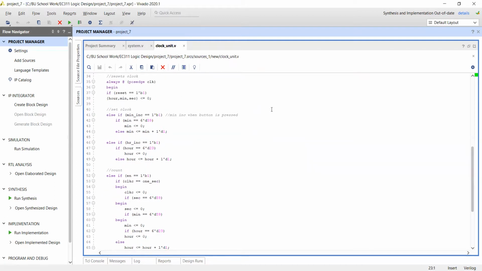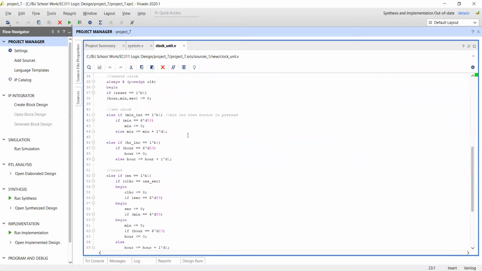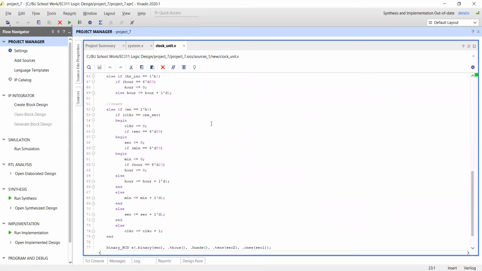And then the second thing I did in this module was being able to set the clock using the push buttons on the FPGA. And then I created a counter. And so what this counter does is that when 60 seconds are up, then it will go into the state of 1 minute. And then when 1 minute's up, it will increment by hours. And then when hours reach 23, it should reset back to 0.